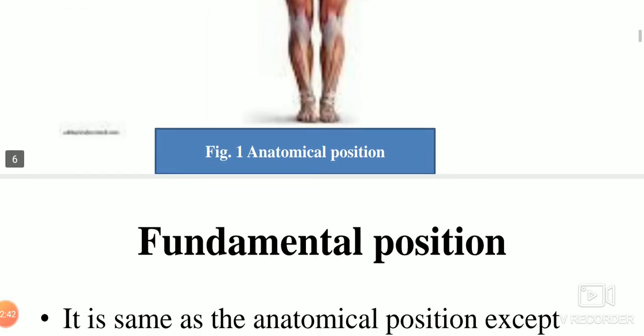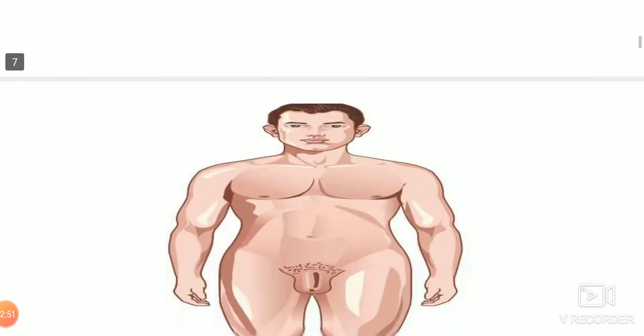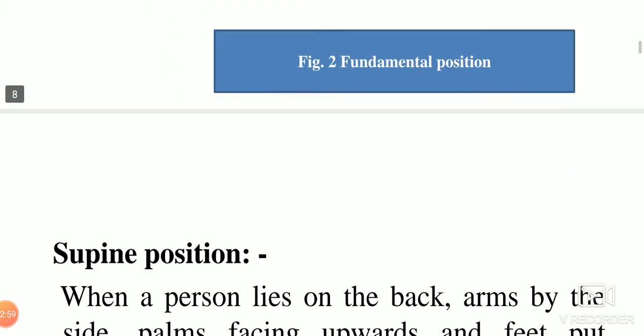Now the second one is fundamental position. It is the same as the anatomical position except the palms of the hands face the side of the body. As we stand in routine, palms of the hands face the side of the body. It is termed as fundamental position.